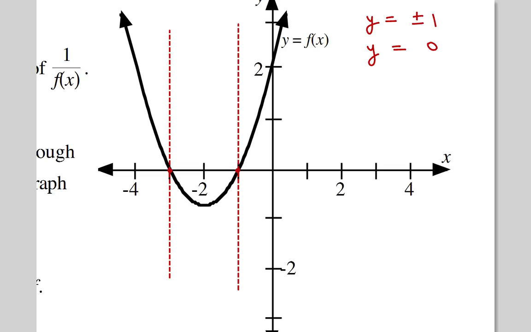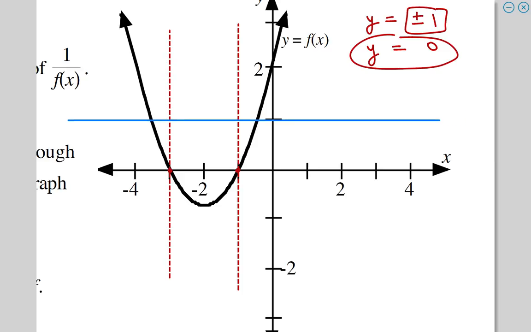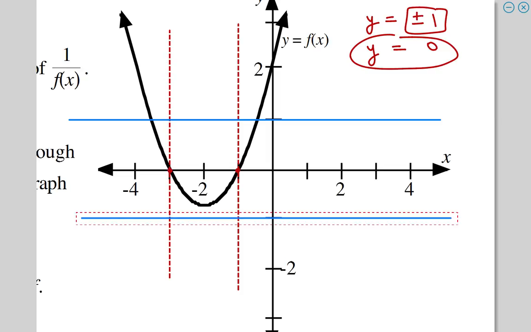Okay, so we've taken care of this. What about where the function is plus or minus 1? That's kind of difficult if you don't have lines. So let's draw some of those in, right at 1 and right at negative 1. Now we can mark invariant points.